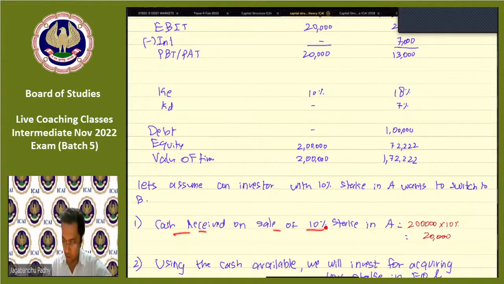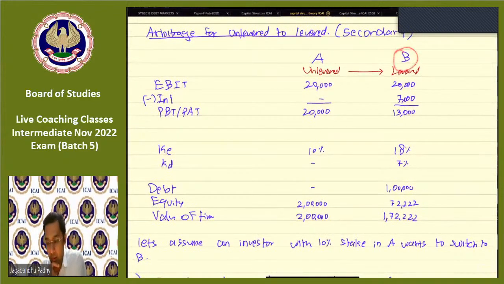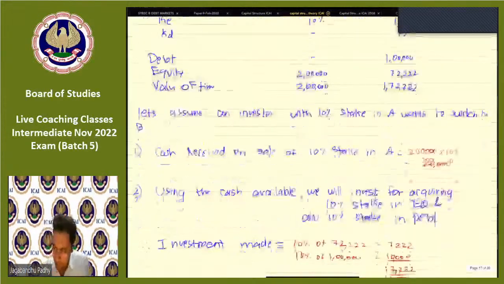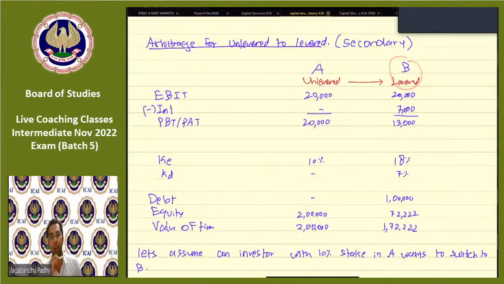Cash received on sale of that 10% stake is 20,000. Now, with this 20,000, we want to make an investment in B. But remember, investing this 20,000 in B is not going to match our risk profile, because when we were invested in A, it was only an equity entity. Now, when you invest in B, you need to invest in equity as well as in debt.